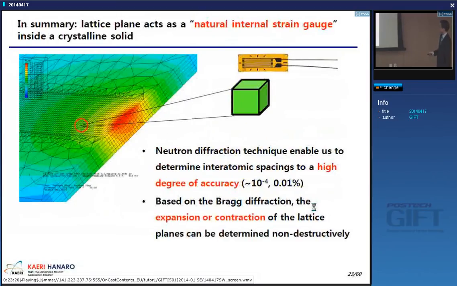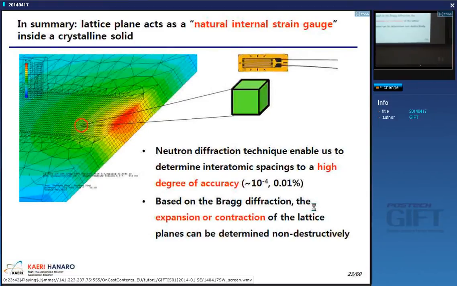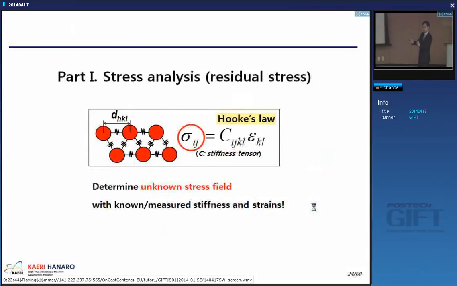So in summary, with neutron diffraction, we can measure the lattice plane, which is a natural strain gauge. Okay, it's very accurate, 0.01 percent, very reproducible. When you measure five times, the results are quite similar within the error range. So we only measure expansion or contraction of the lattice plane. Very simple. And here, I want to show you some examples of what kind of research we can do.